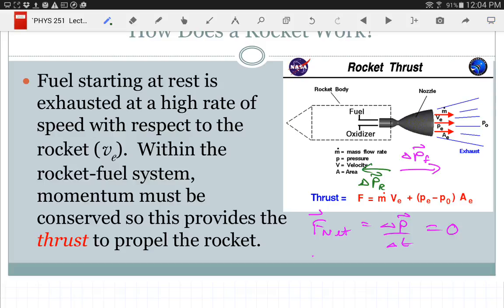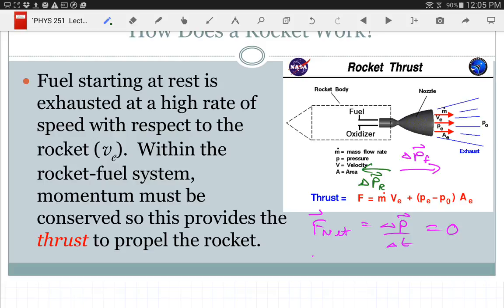And of course, you need a force to cause an acceleration. That's what Newton's second law said. And that force comes from the force pushing the fuel out. The rocket pushes the fuel out. In turn, that fuel that's being exhausted is pushing the rocket forward.